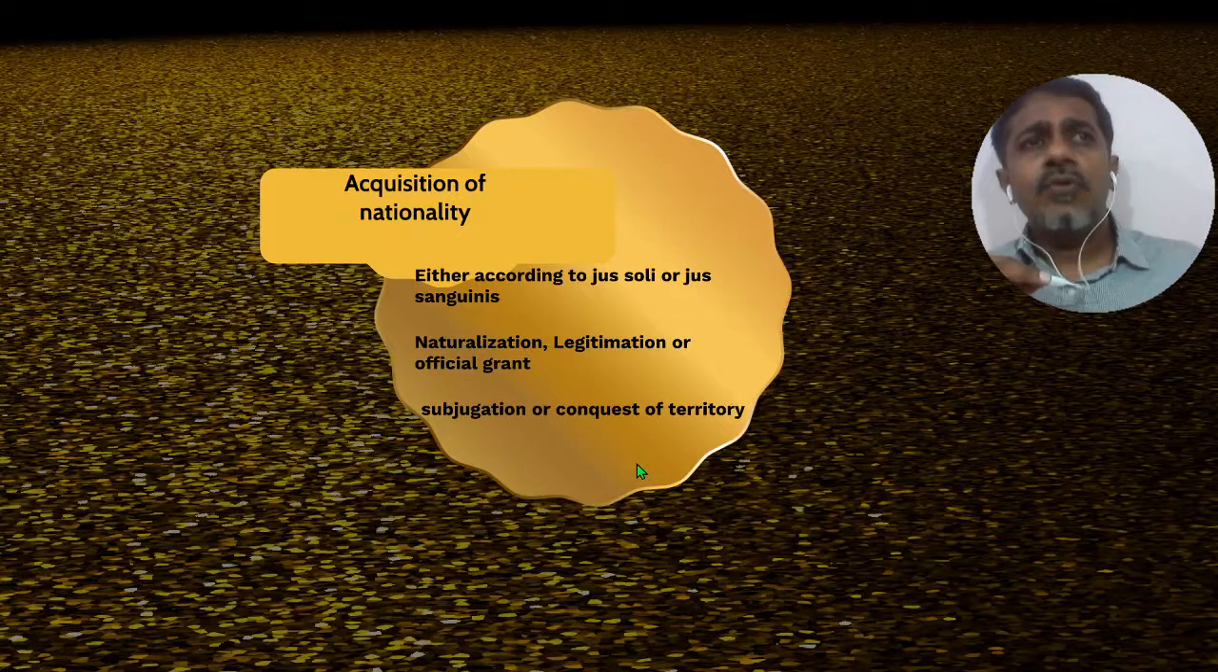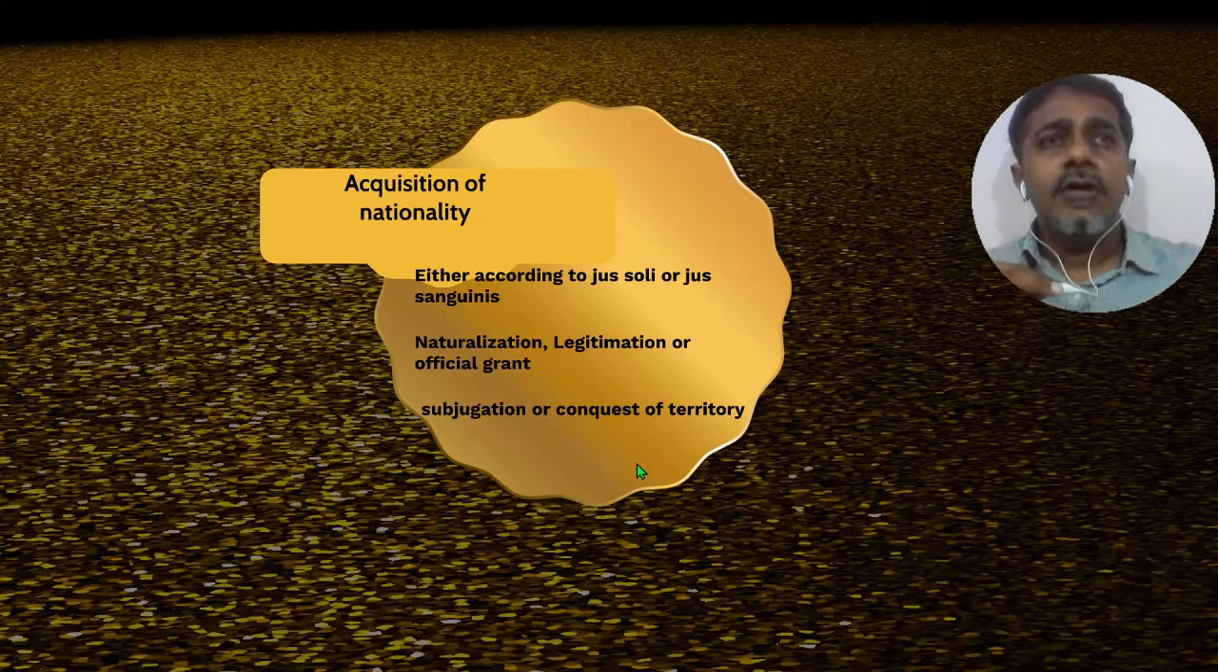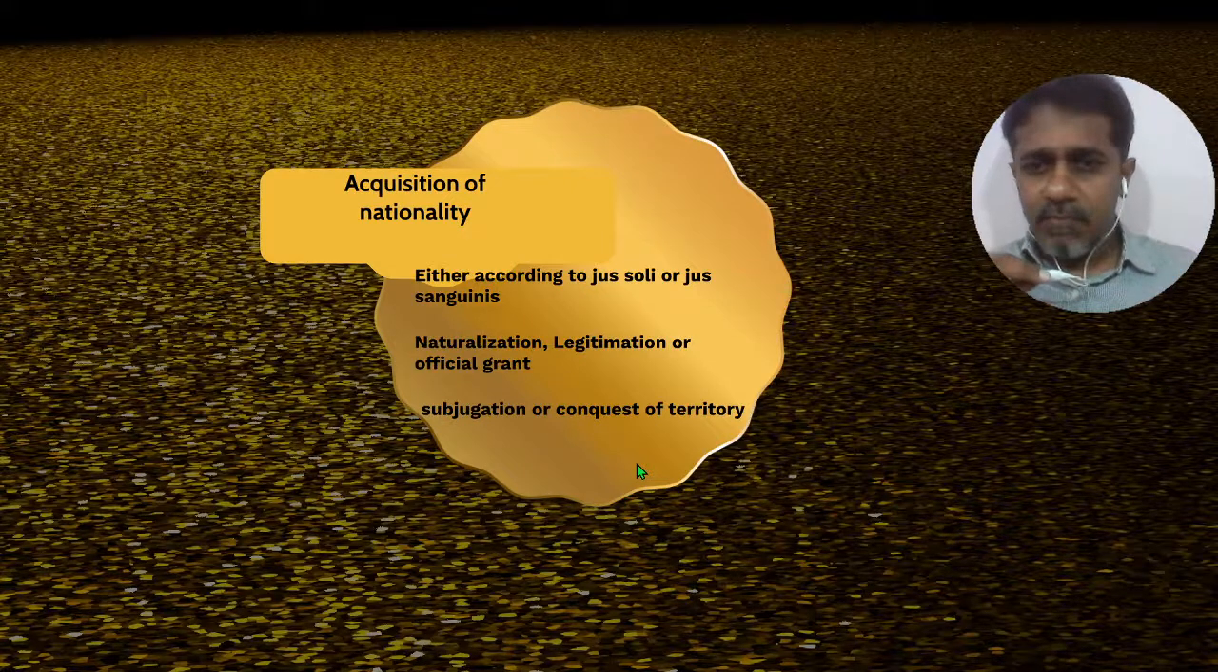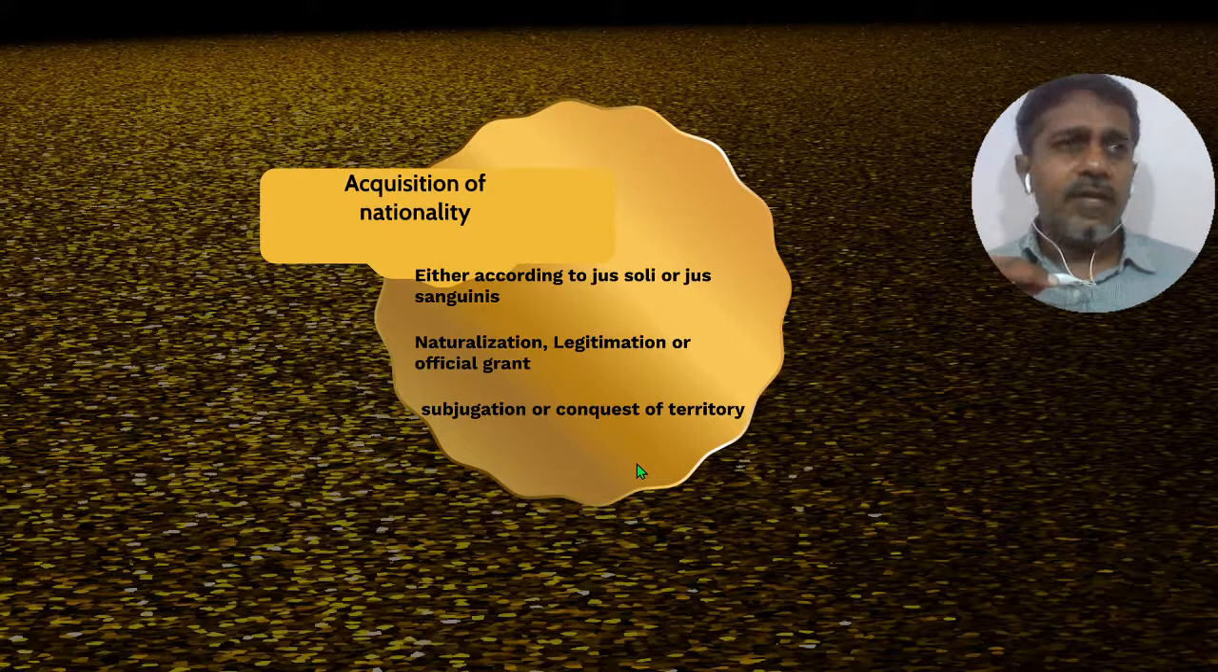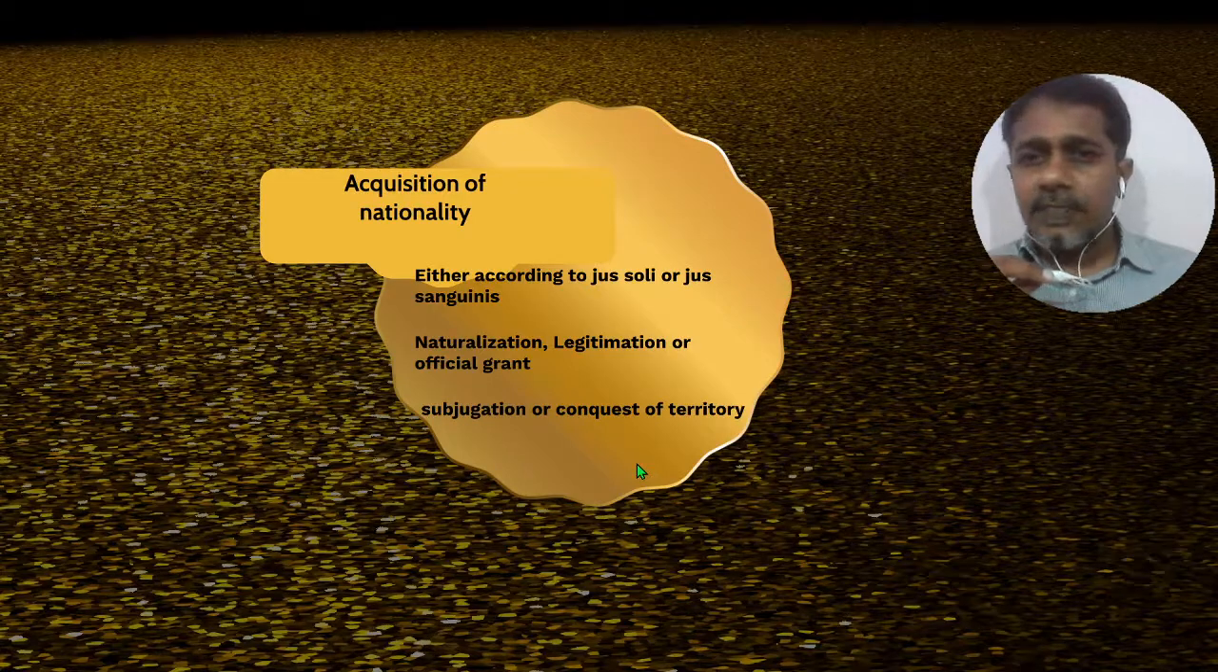Then who are all the people who are there in that territory? All those people may become citizens of the state which has so conquered that territory. So acquisition of nationality can happen through any of these methods. First, by birth. Second, naturalization, legitimation, or official grant. Finally, subjugation or conquest of a territory. These are considered as important modes of acquisition of nationality. Many times this question has been asked in your exam.